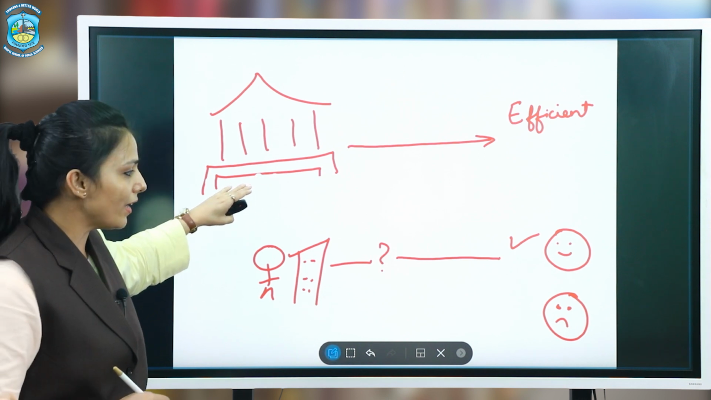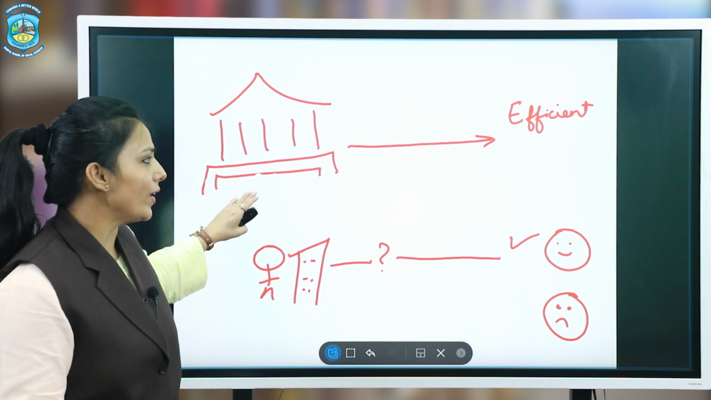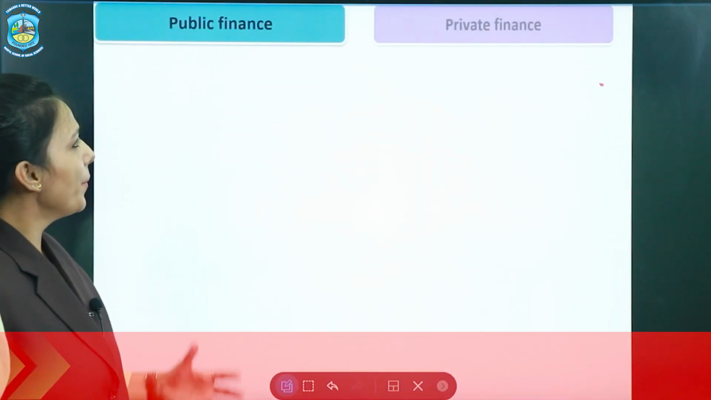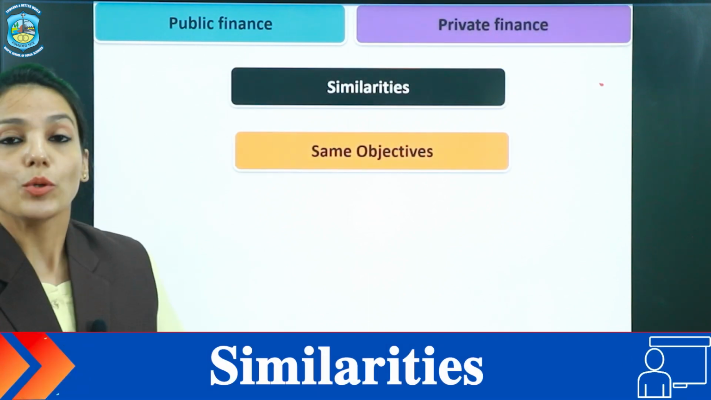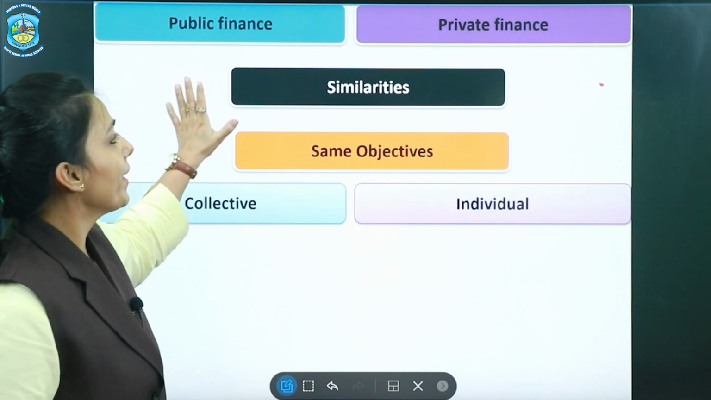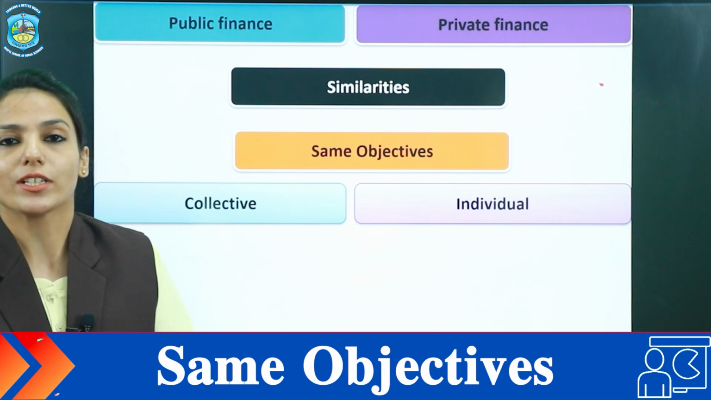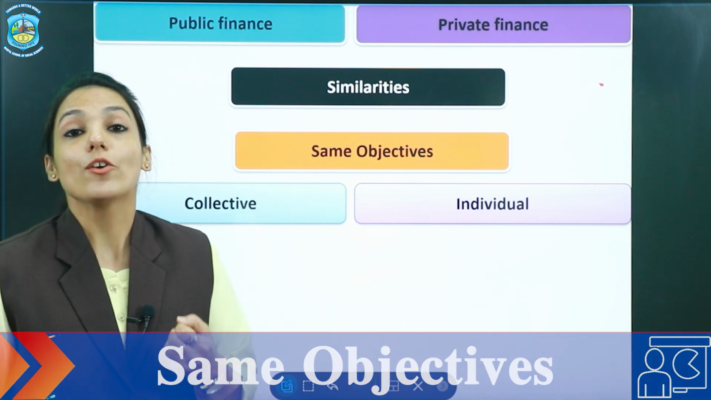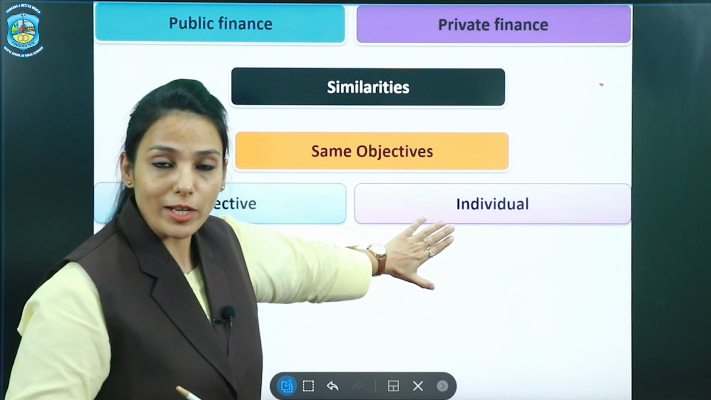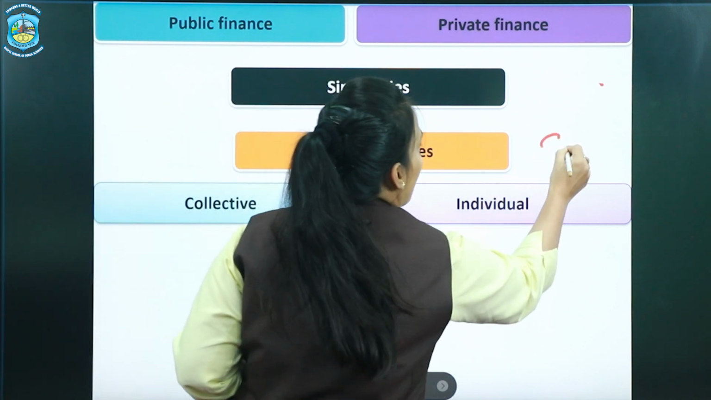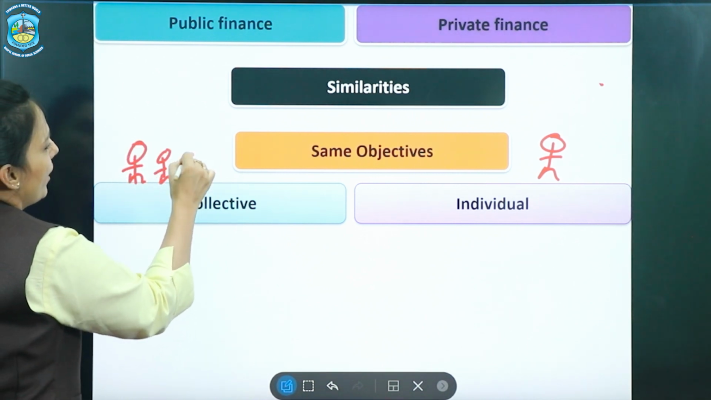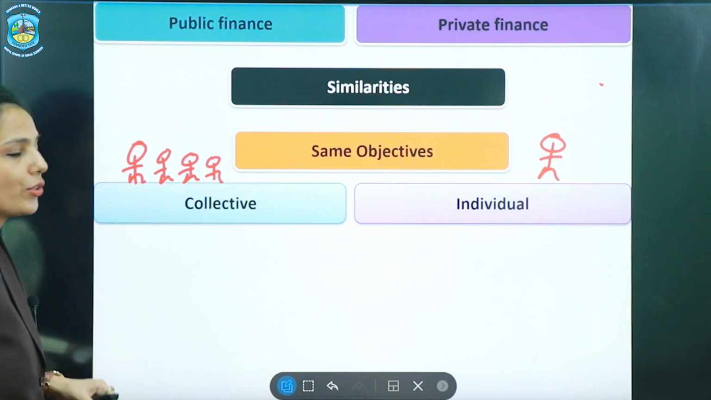That is the basic difference between public finance and private finance. So we see here that there are some similarities as well as differences. Let's explore these similarities and differences. Coming to similarities first. Both individuals and organizations, that is private finance and public finance, have the same objective. What is that same objective? That is welfare. Whereas the individual aims for his own welfare, the organization aims for collective welfare or social welfare, the welfare of all the citizens of the country.